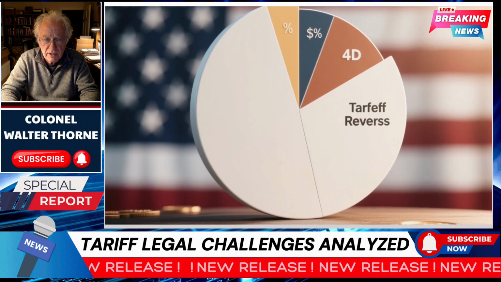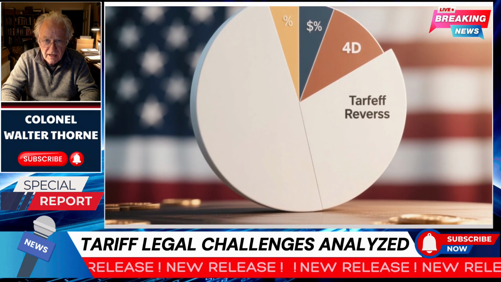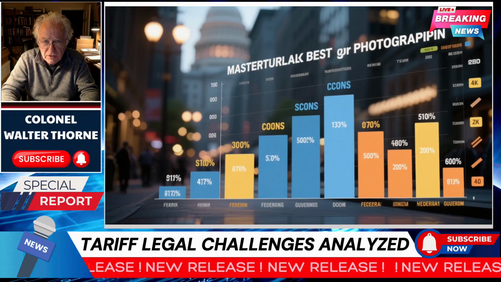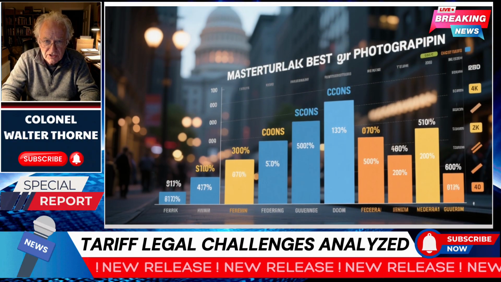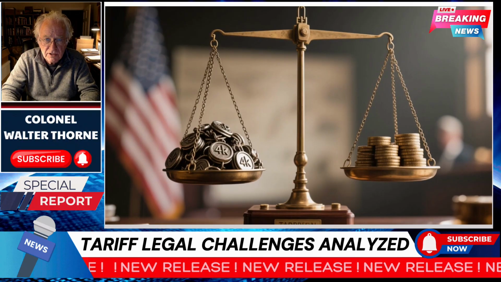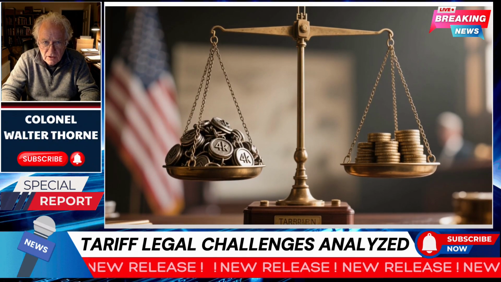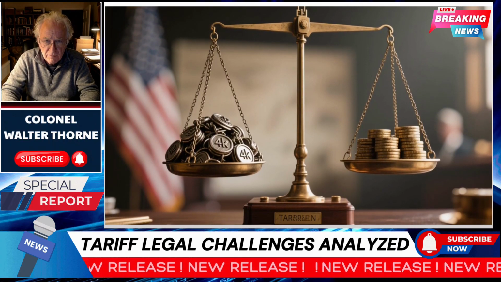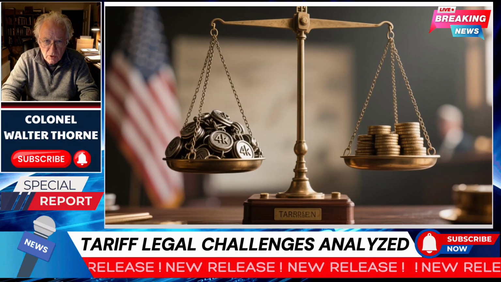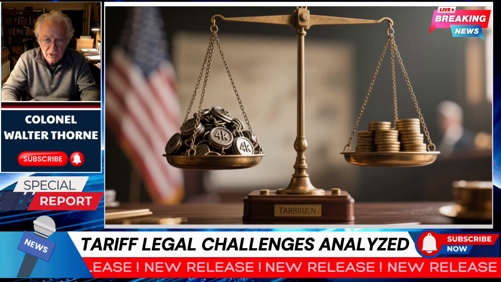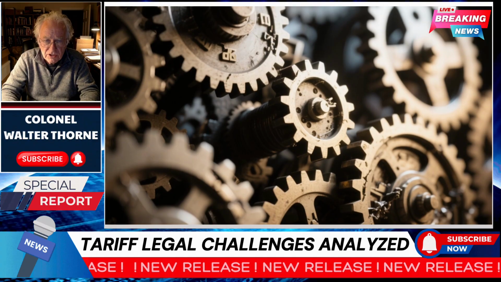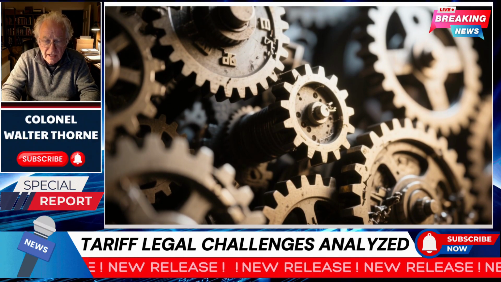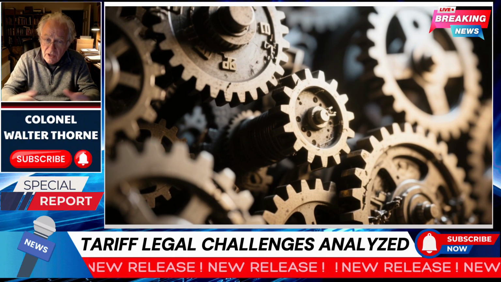Tariffs create market distortions by making some economic activities artificially more expensive. This reduces economic efficiency as resources are allocated based on tariff-distorted prices rather than underlying productivity. Economists measure these costs through deadweight loss calculations. Research estimating deadweight losses from tariffs varies in methodology and results, but generally finds that costs exceed revenue collected.